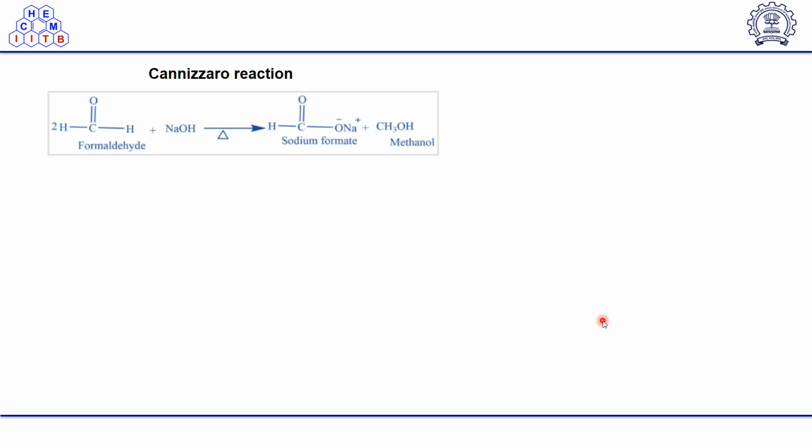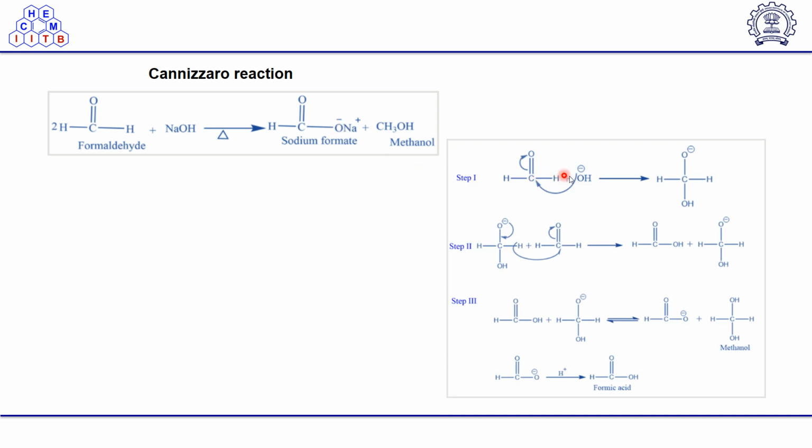Now, the next reaction is the Cannizzaro reaction, which is the reaction of formaldehyde, that is a ketone or aldehyde without alpha hydrogen atoms, in presence of NaOH giving sodium formate and methanol. So this is basically the reaction.